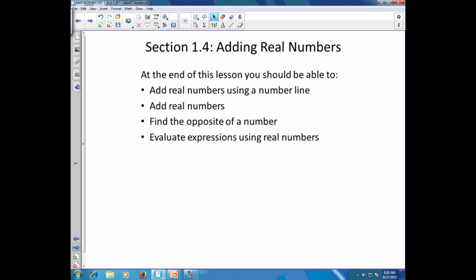So at the end of this lesson, you should be able to add real numbers using a number line. You should be able to add real numbers without a number line. You should be able to find the opposite of a number and evaluate expressions using real numbers.